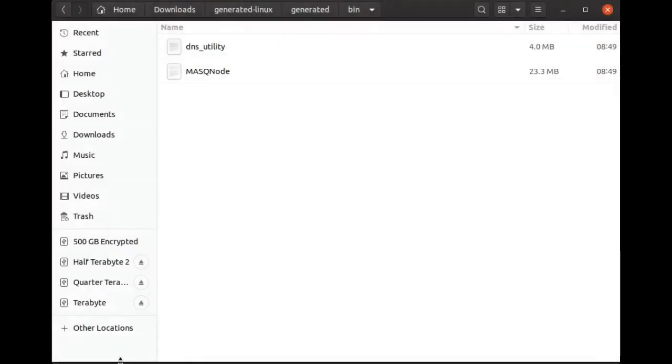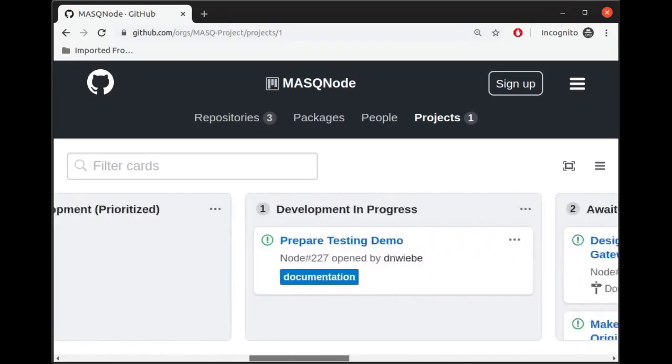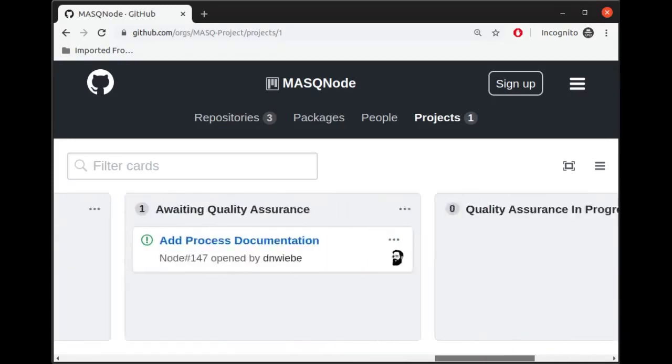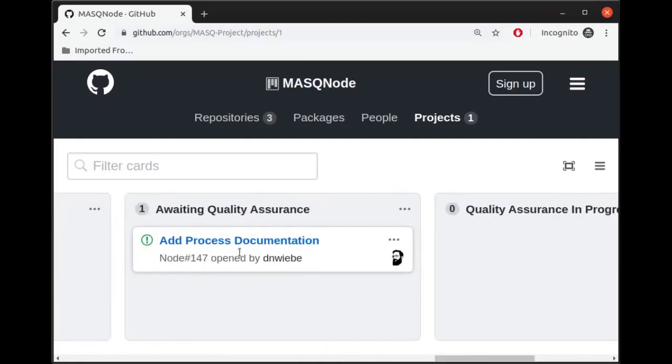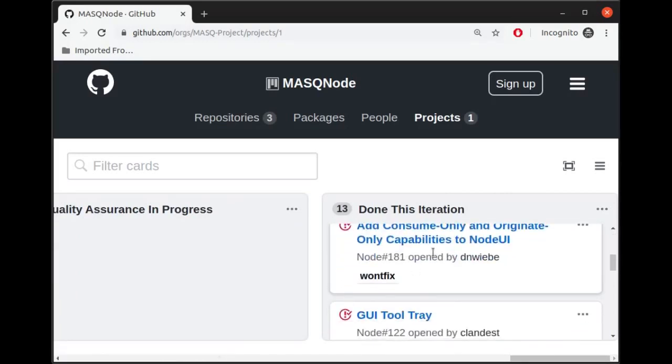Oops, what just happened? You may not have seen that actually. I put another window up over this one, but you may not have seen. I don't know how the screencasting thing works. If you were doing this yourself, you would be taking a card out of awaiting quality assurance and moving it into quality assurance in progress. But one of the reasons I'm making this video is that we don't really have any testers yet. So I'm going to grab a card from done this iteration.